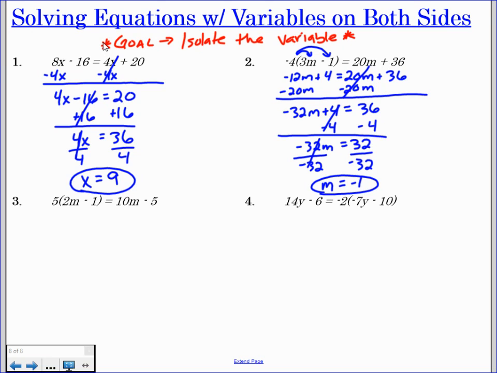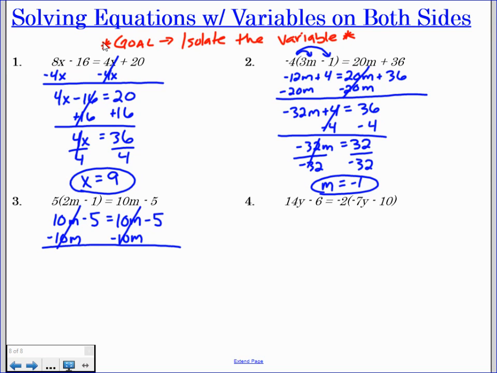Number 3. I see parentheses. Right off the bat, distribute. The left-hand side of my equation will become 10m minus 5, and then bring down the rest, equals 10m minus 5. Now, you should have some sort of trigger go off in your head that makes you think, something's interesting about this equation. 10m minus 5 equals 10m minus 5. That's an interesting equation here. Let's go about things as usual and see what's going to happen here. So I'm going to move my m term by subtracting it. Do the same thing to the other side of the equation.